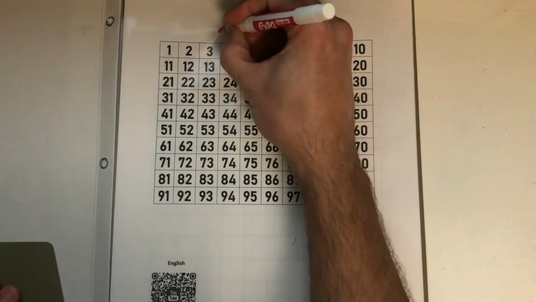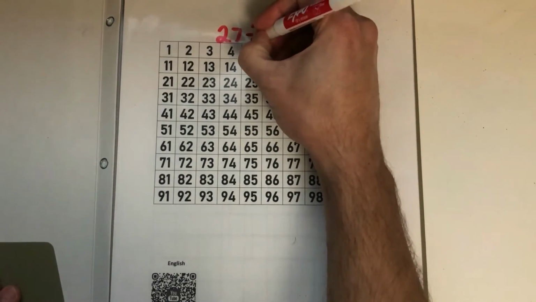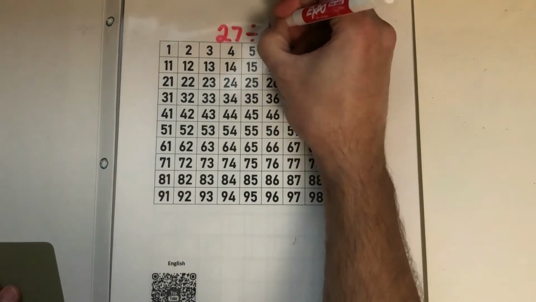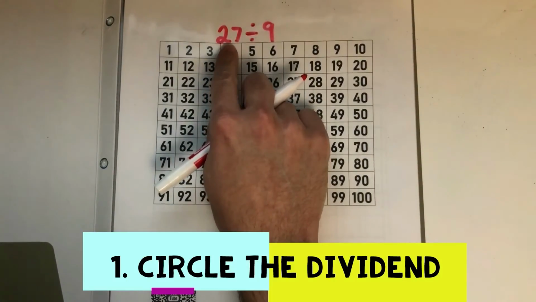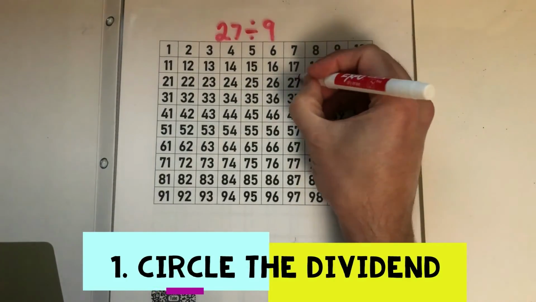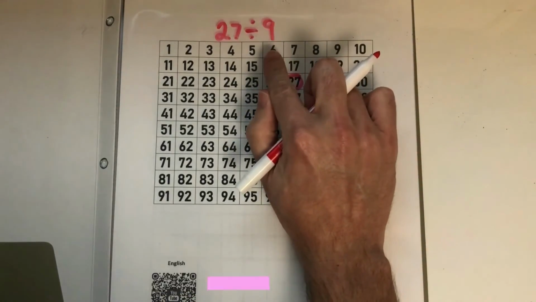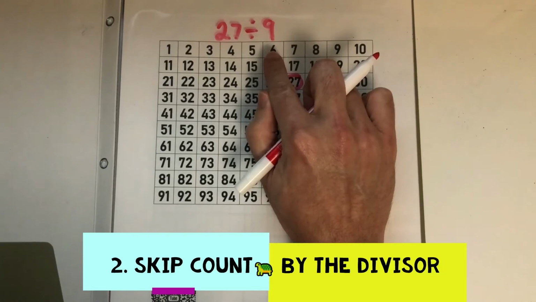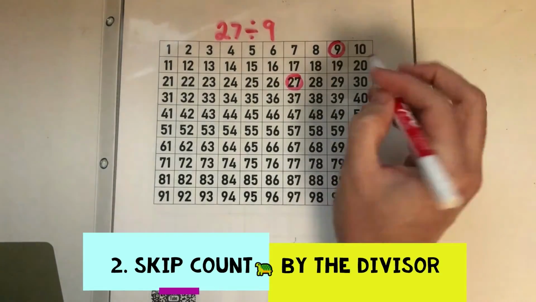Now let's have 27 divided by 9. 27 is our dividend. You're going to circle the 27. 9 is our divisor. We're going to circle the 9 and then skip count by 9.